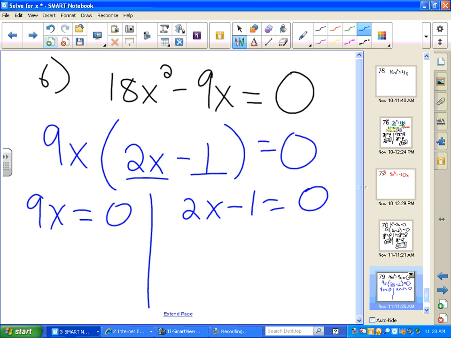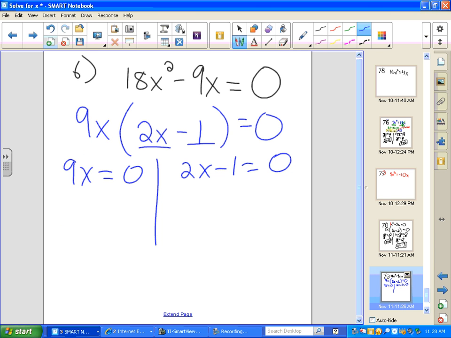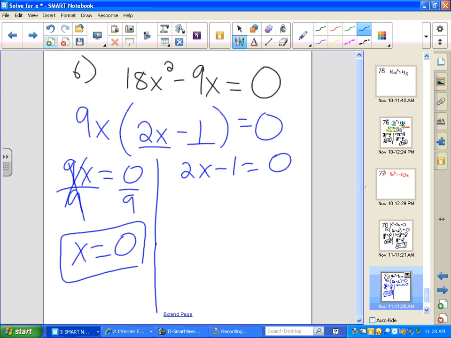Dustin, how do we get rid of the 9 over here? Good. Divide both sides by 9. 0 divided by 9 is 0. So we get x equals 0 on this one. Amantha, what do we do first to solve this one? Good. Add 1 to both sides. You get 2x equals positive 1. Ashley, how do we get rid of the 2? Good. Divide by 2. What's different about this answer?